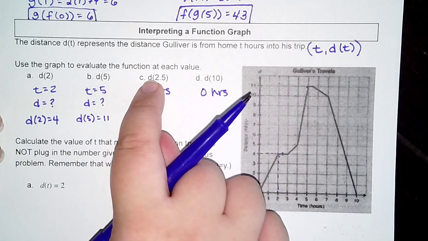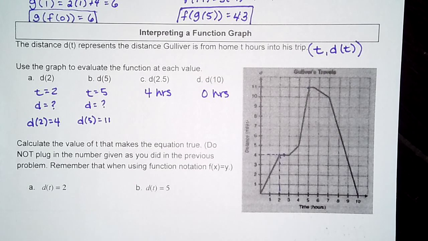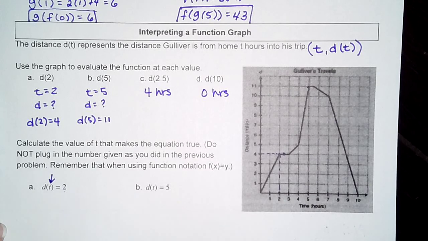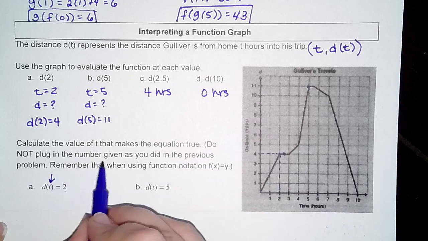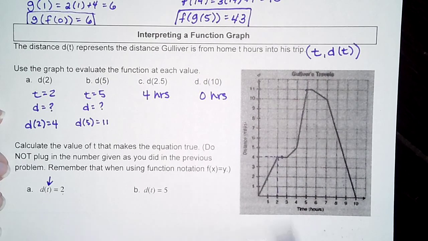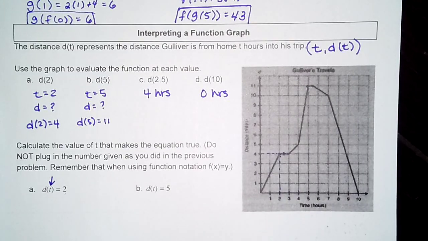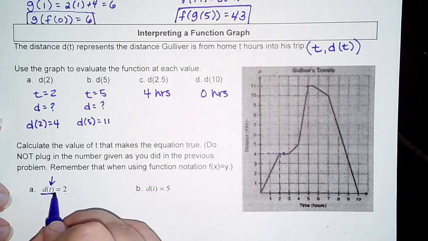That gives us t and asks us to find the distance. Reasonable. This one is where people get confused. This one says calculate the value of t, meaning find the x value when given the y. Calculate the value of t that makes the equation true. Do not plug in the number given as you did in the previous problem. Remember that when using function notation, f of x equals y. So the number one problem I see is that people say, oh, d of t equals 2. They go over and find 2 on time, and they say it's 4. That is not true, because this is not t equals 2. This is d of t equals 2, meaning y value.